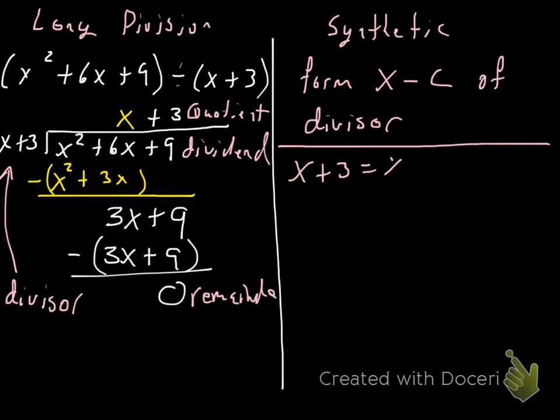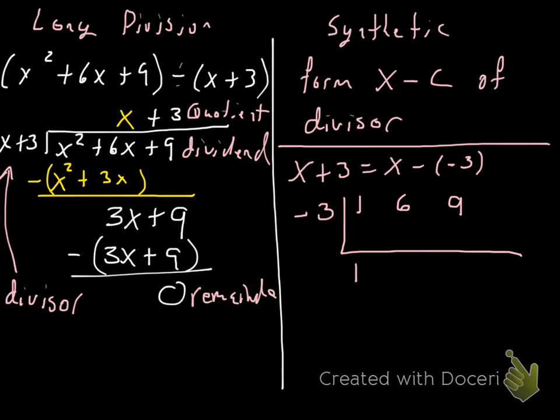So we can rewrite the x plus 3. We're going to do that same problem over here on the left, using synthetic division. So x plus 3 can be written as x minus negative 3. The way synthetic division works is this is my number c, and c goes right here. Then I'm going to take the coefficients of my dividend, which are 1, 6, and 9. So the 1, 6, and 9 are going to go on the inside here.